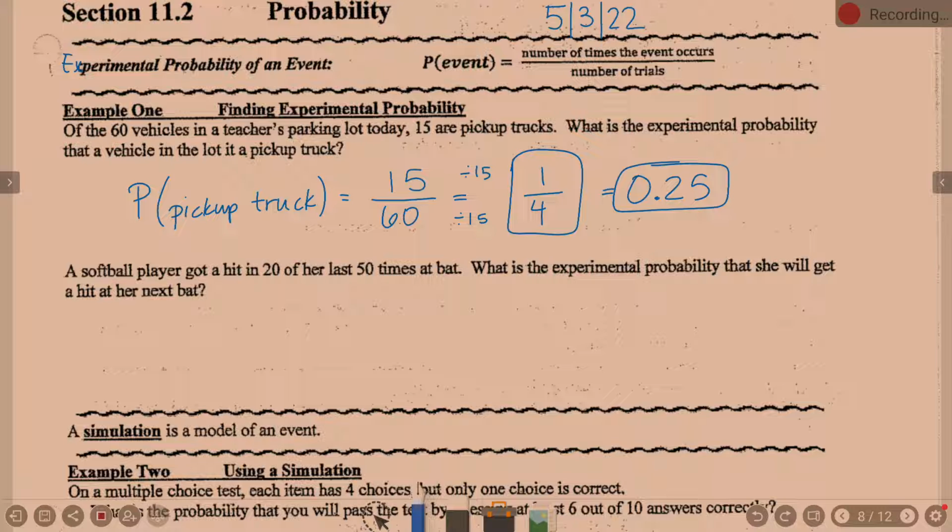Okay, let's look at the second example. A softball player got a hit in 20 of her last 50 times at bat. What is the experimental probability that she will get a hit at her next at bat? So we're trying to find the probability that her next at bat is a hit. So what are we doing here?